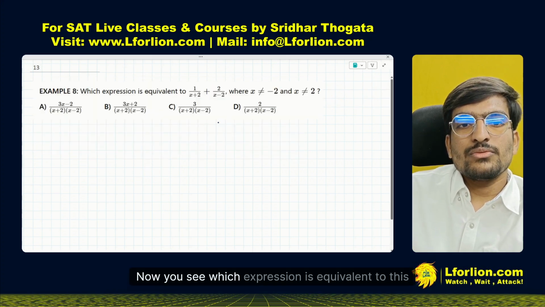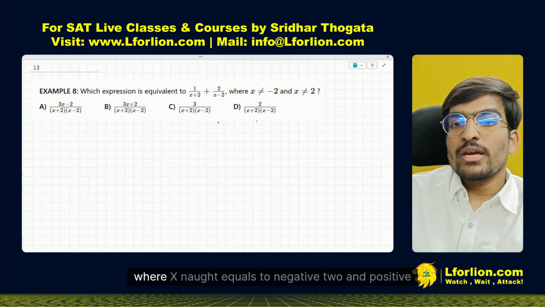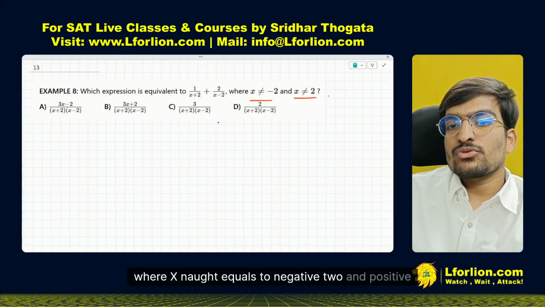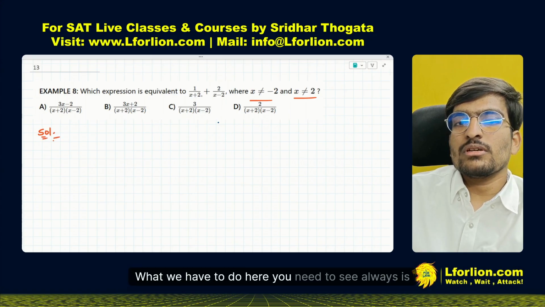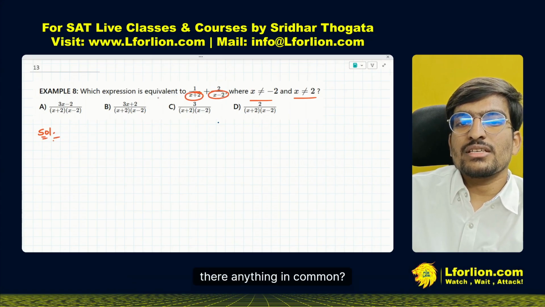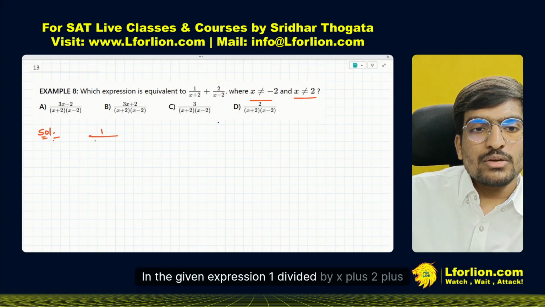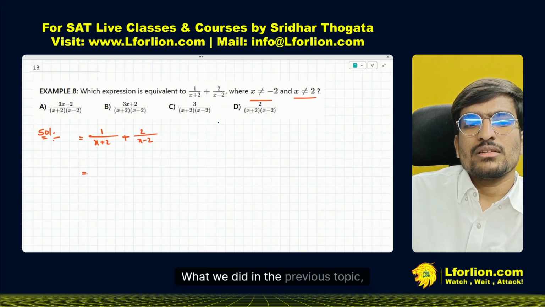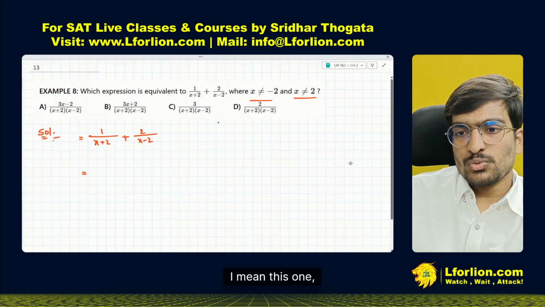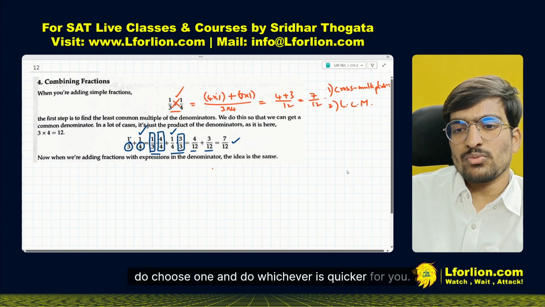Now you see which expression is equivalent to this, where x not equal to negative 2 and positive 2. So we have to pick one option. What we have to do here, you need to always see if there is anything in common, but there is nothing common in the given expression: 1 divided by x plus 2 plus 2 divided by x minus 2. What we did in the previous topic, just cross multiplication, or else you choose one and do whichever is quicker for you.